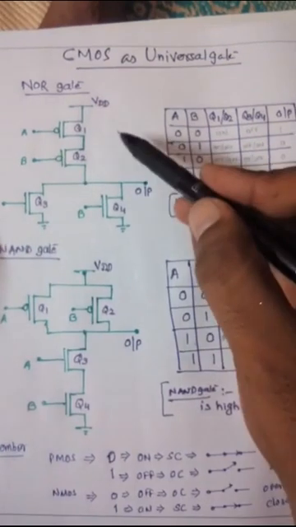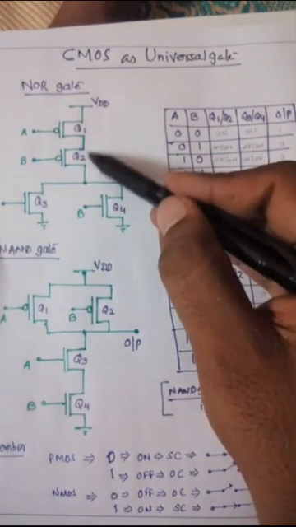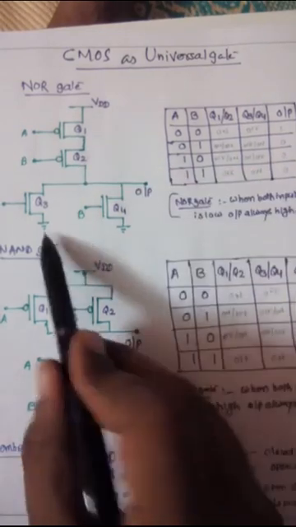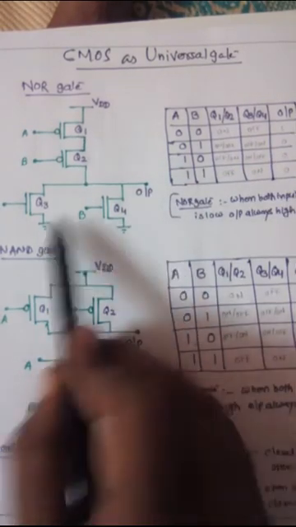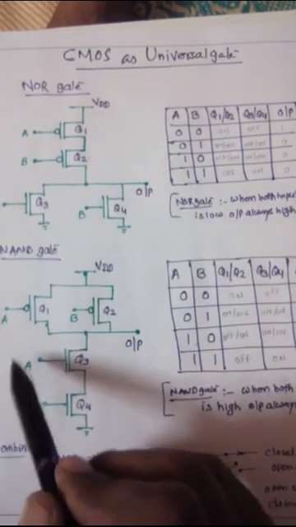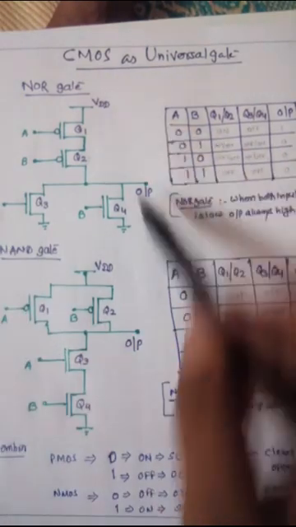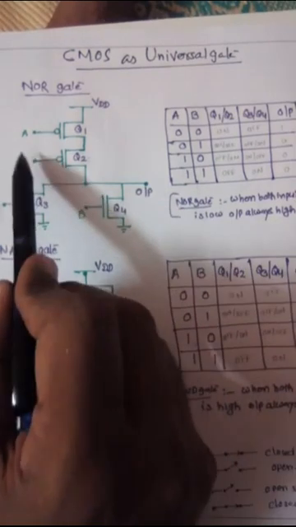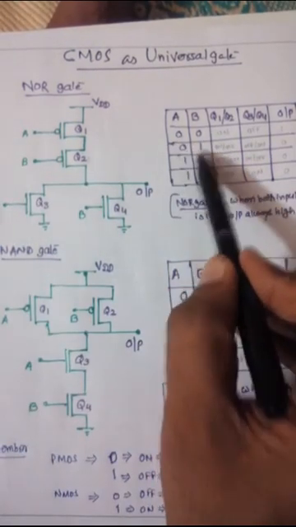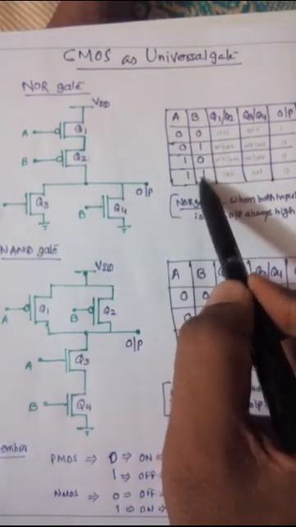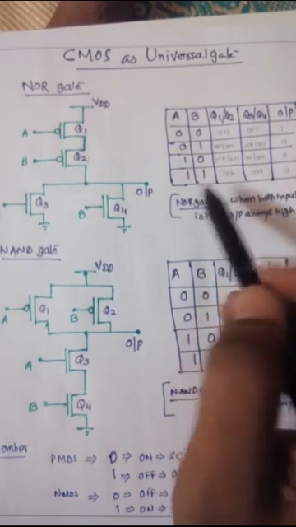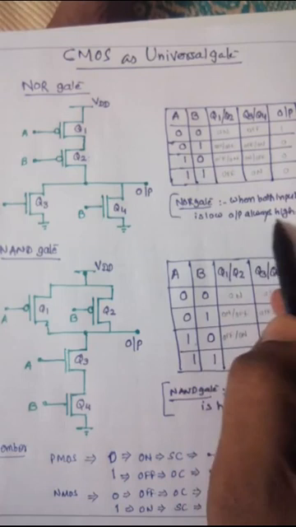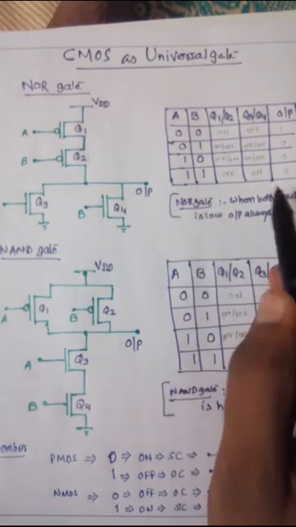Now here for the construction, we take two PMOS in series and two NMOS in parallel, in such a fashion. Here VDD is at the source and the output is taken here. Now the condition is 00, 01, 10 and 11, and we check whether these are NOR gate or not. The condition is that when both inputs are low, the output is always high for the NOR gate.